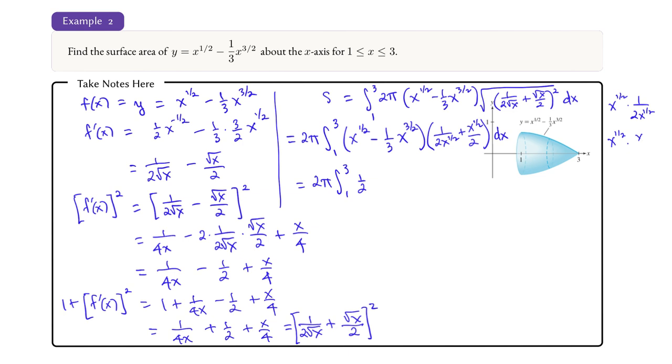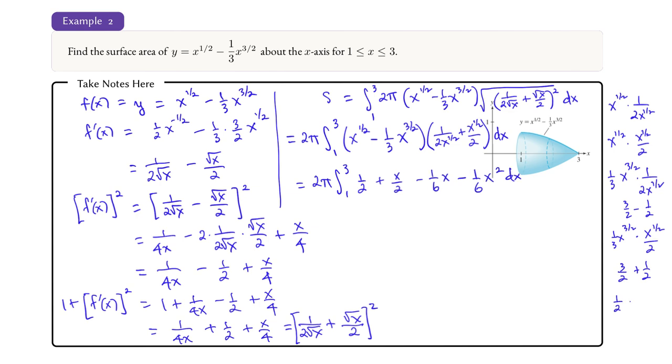x to the 1/2 times x to the 1/2 over 2 is x over 2. 1/3 x to the 3/2 times 1/2 x to the 1/2 is 1/6 times x. The coefficient 1/3 times 1/2 is 1/6, but the power is 3/2 minus 1/2, which is 2/2 or 1. The last terms: 1/3 x to the 3/2 times x to the 1/2 over 2. We add the powers 3/2 plus 1/2, which is 4/2, and so it is 1/6 x squared.